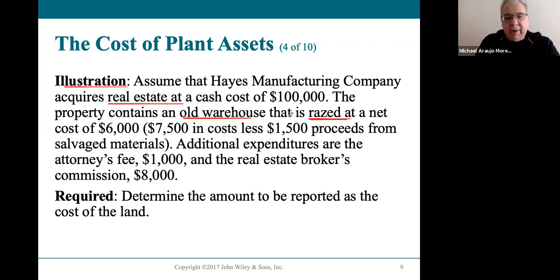Why? Because you need to do that to get the land ready to use. That's the standard, ready for use. So that's an additional $6,000. And then, of course, they had to pay an attorney's fee and a broker's commission. So they ask you, what's the amount that's going to be the cost of the land? Well, everything that you paid to get the land ready to use, which is clearly the cash price of the land, how much it cost you to clear the land to get it ready for use, your attorney's fees, and your broker's commission. So every single part of this transaction is going to be part of your land account.